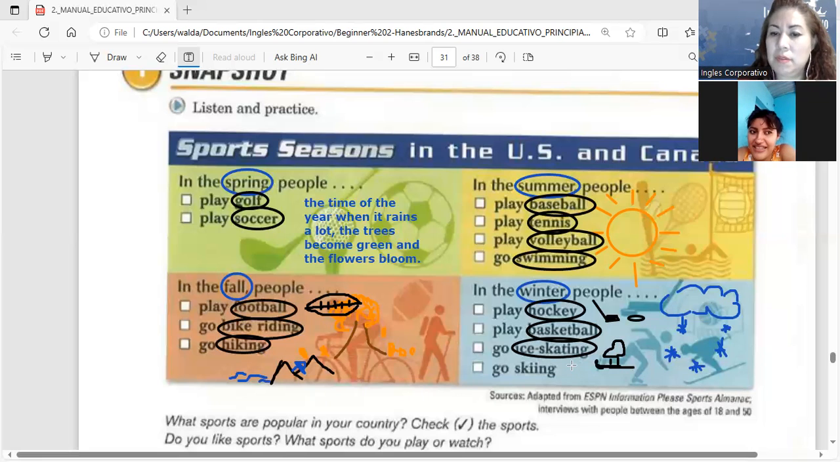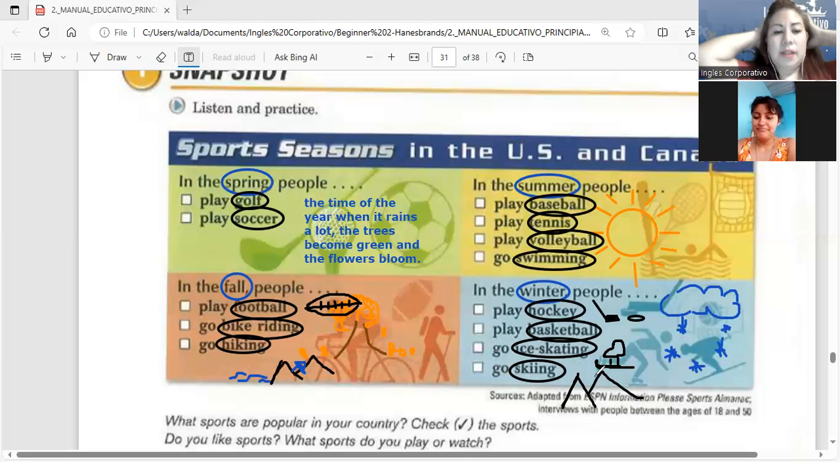Ah. Okay, then we have skiing. This is in a mountain. Es en la montaña. Yeah, this one's in a mountain. Okay. Any questions? No question. Okay. All right, good, excellent.